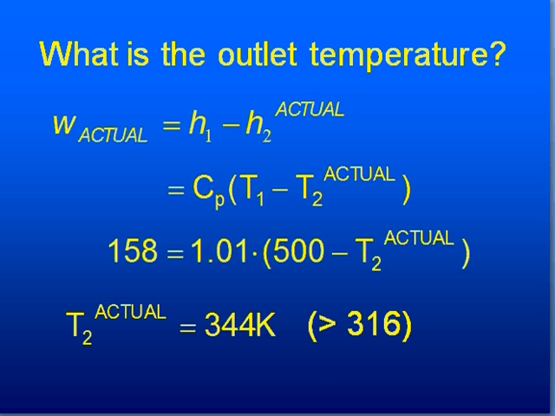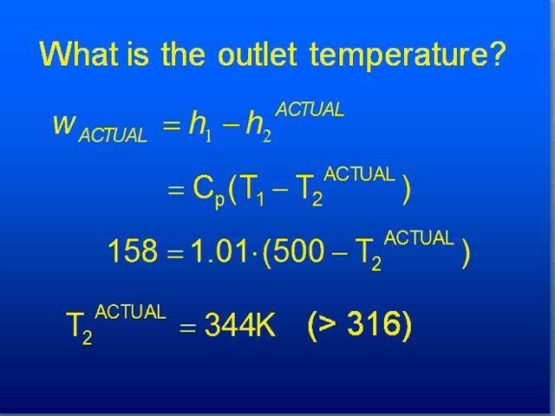What's the actual outlet temperature now? So we know the actual work now, 158, and that's equal to the delta H actual. So that would be CP times T1 minus T2. And we calculate the real temperature leaving that turbine, supposing that it is adiabatic, would be 344 K, which is higher than the ideal outlet temperature.